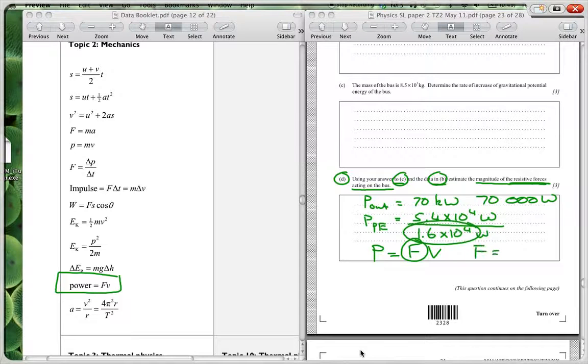The force is going to equal my power, 1.6 times 10 to the 4, divided by my V, which is 6.2, and I get 2.6 times 10 to the 3 newtons. Again, I keep my number of significant figures to 2, in line with my data that I've been given.